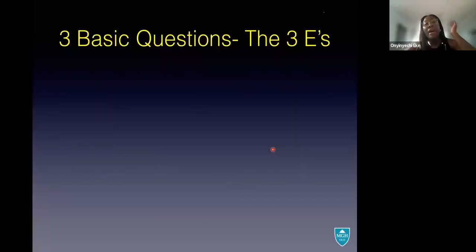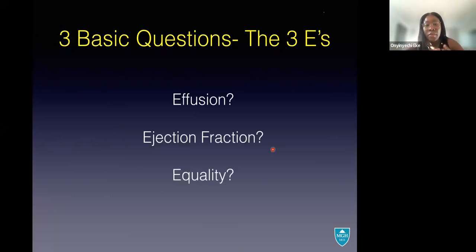So we are going to be moving on to the 3 basic questions, the 3 E's. And what are the 3 E's? So we've moved on now from normal, and now we are going to look at abnormal, or pathology. The 3 E's that you want to ask when you're doing a cardiac ultrasound scan. Is there an effusion? What is the ejection fraction? And what about equality? And equality here refers to the right ventricle size compared to the left ventricle.